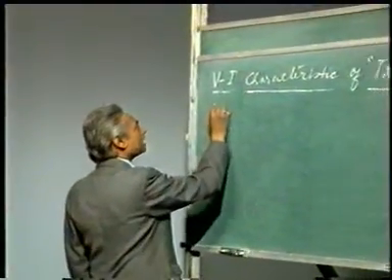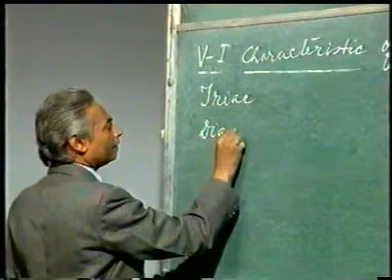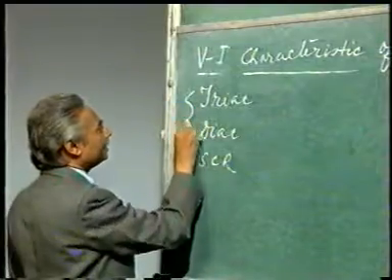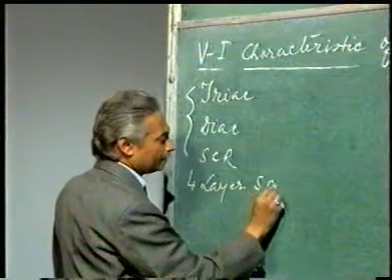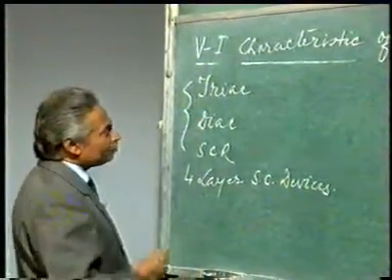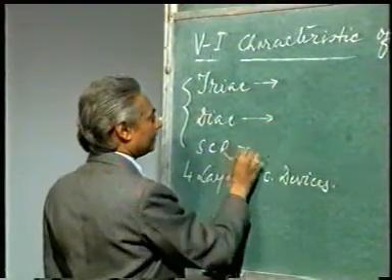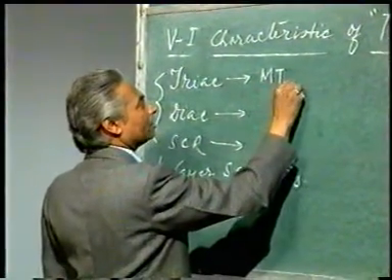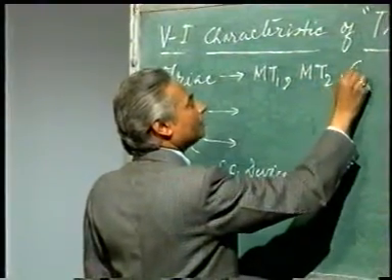Now TRIAC, DIAC and SCR, all these three are 4-layer semiconductor devices. If you see a little bit of difference between the three, you will find that the TRIAC has three terminals known as main terminal 1, which is MT1, main terminal 2, MT2, and gate.